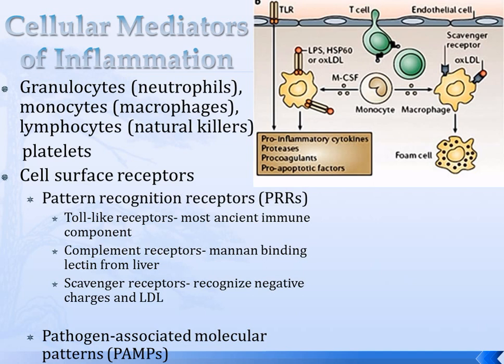Complement receptors through the complement cascade. Little tiny proteins that flow through your blood that trigger, or actually participate in, the immune response. And then these are kind of specialized. These just detect negative charges that are on bacteria, too, called scavenger receptors.